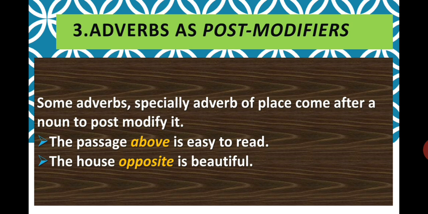In the second sentence, the house opposite is beautiful. Opposite is an adverb. It comes after the noun house and gives more information about the word house. Though it is an adverb, it acts as a post modifier also. So it is clear to us that adverbs act as post modifiers also.